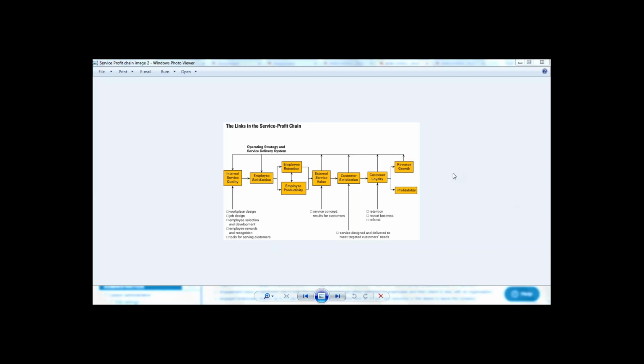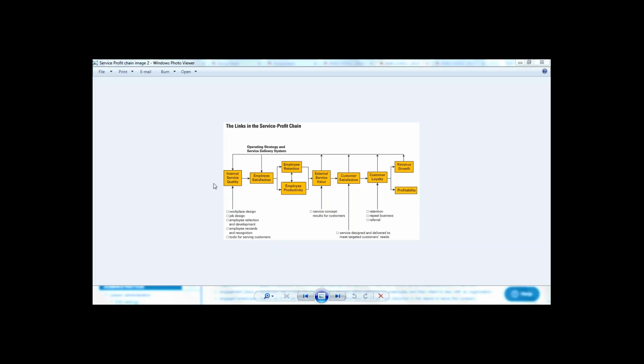So what it suggests, and this is what we mentioned before, is that profit and growth are stimulated primarily by customer loyalty. Loyalty is the direct result of customer satisfaction. Satisfaction is largely influenced by the value of services provided to the customer. So here we go, service value. And value is created by satisfied, loyal, and productive employees, which is right here. Employee satisfaction in turn results primarily from high quality support services and policies, which is this first chain right here.